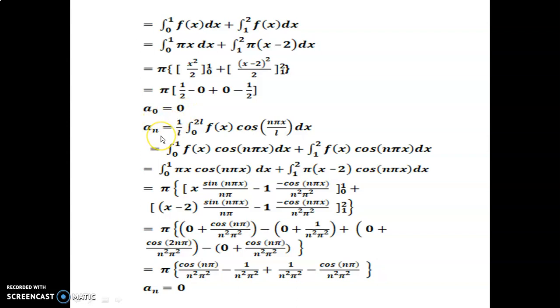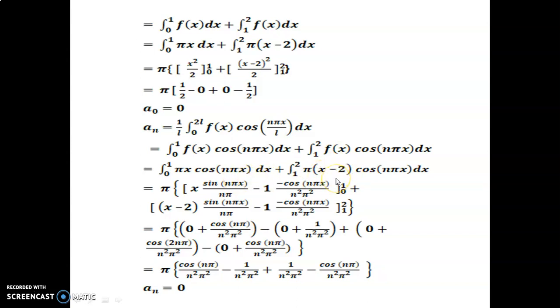Now the second Fourier coefficient an, 1 upon l, integral 0 to 2l, f of x cos n pi x upon l dx. Substitute here l equal to 1. Thus we get outside the integration 1 upon 1 as 1. Split this 0 to 2 as 0 to 1 and 1 to 2: f of x cos n pi x, f of x cos n pi x. For the range 0 to 1, f of x is pi x. For the range 1 to 2, f of x is pi into x minus 2.